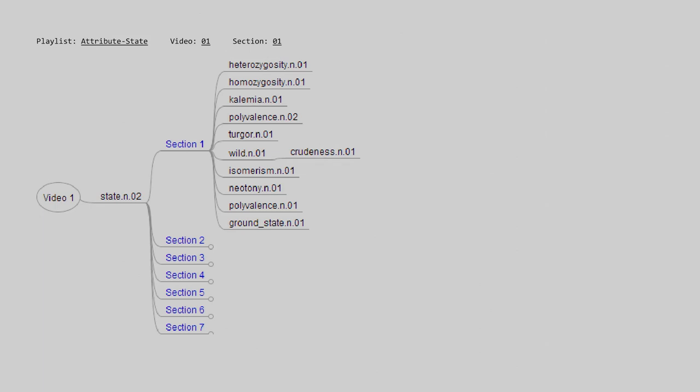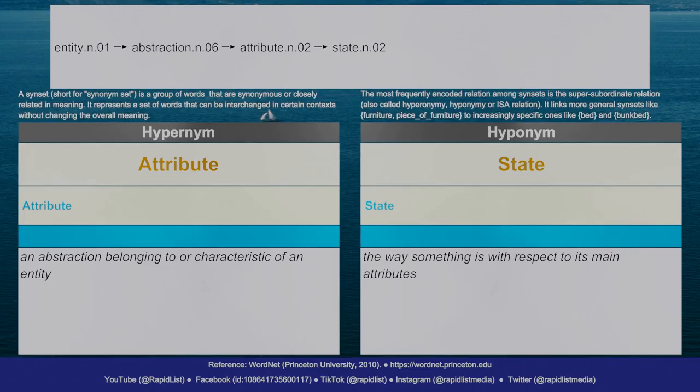Section 1. In this section, we will explore some biological, chemical, and physical states. State. The way something is with respect to its main attributes. The current state of knowledge.